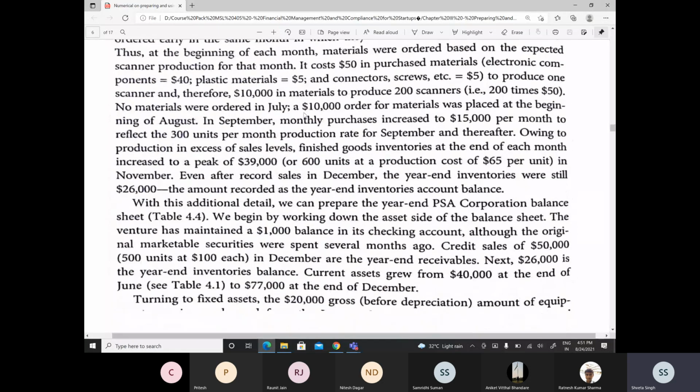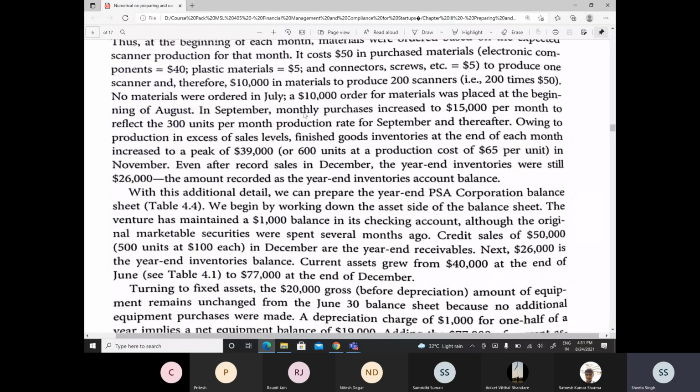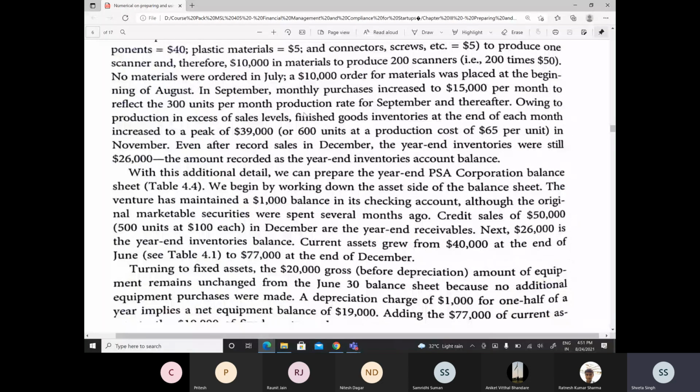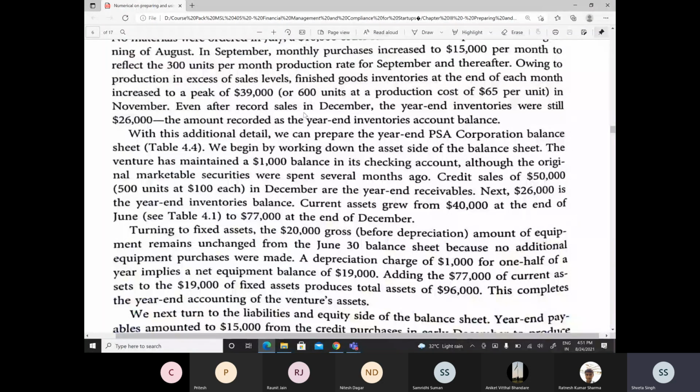Owing to production in excess of sales levels, finished goods inventories at the end of each month increased to a peak of $39,000 or 600 units at a production cost of $65 per unit in November. Even after record sales in December, the year-end inventories were still $26,000, the amount recorded as the year-end inventories account balance. So as you can see, this is just a description in words of the schedules that we have already seen and you have understood. This is just the description of each of these schedules.